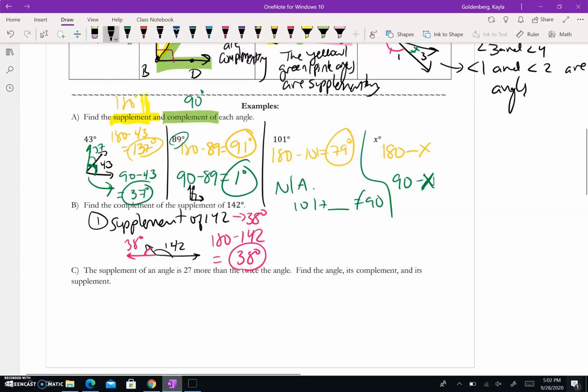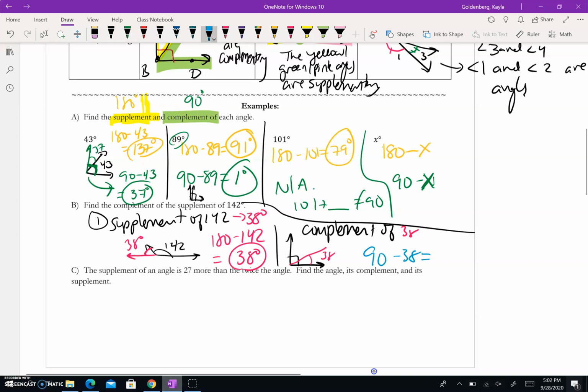But now step 2 says, I don't just want that angle. Nope, I want the complement of that. So the complement of 38, if I think about that visually, right, I'm thinking of, okay, I want a nice right angle, and I've already got a 38-degree angle, so maybe that's my picture. And so I'm thinking, okay, 90 take away 38, what's that other piece? So that's going to be, looks like 52 degrees if I subtract that.